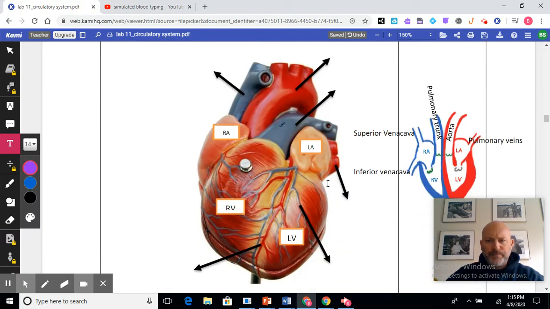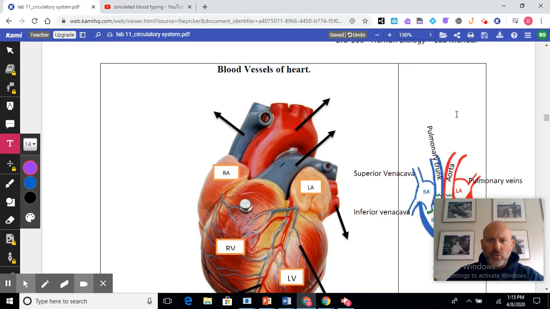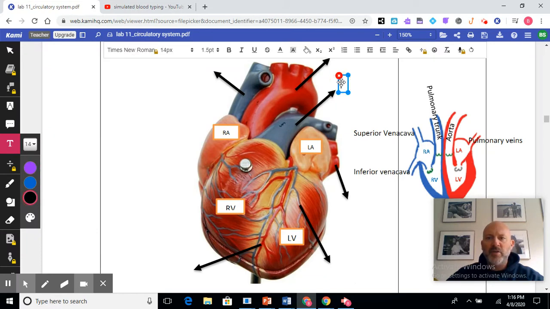All right, moving on. So we have our chambers labeled here. Over here in the drawing on the right, they're showing us the major blood vessels coming off of the heart. So what we can do is label those. I told you when you're looking at the heart, the most anterior blood vessel is going to be the pulmonary trunk, which then divides into the pulmonary artery.